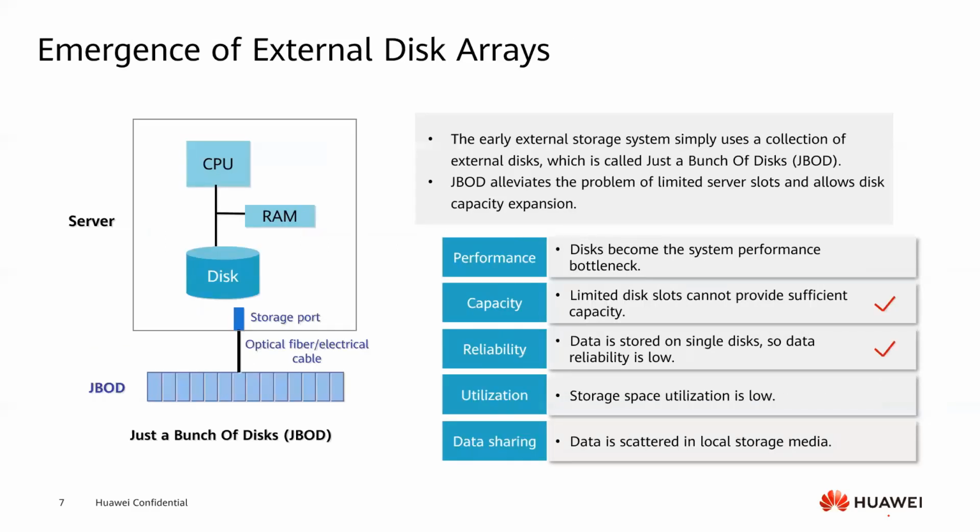So how are we going to solve these problems? The first option is JBOD, just a bunch of disks. We can bond the disks together and use optical fiber or electrical cable to connect to the storage port of a server or a PC. Then the capacity will be increased and the reliability can be higher. But the performance, utilization, and data sharing problems are still not solved.